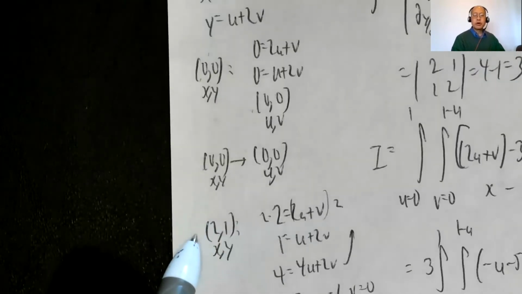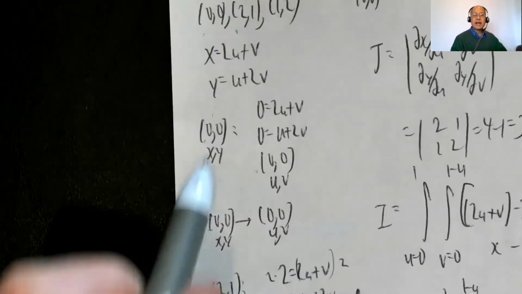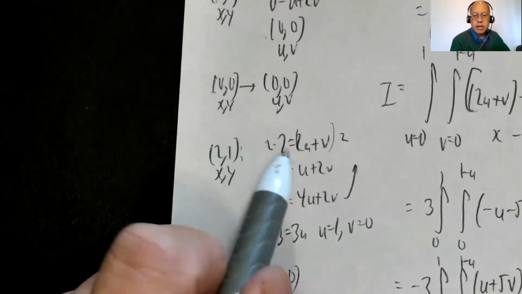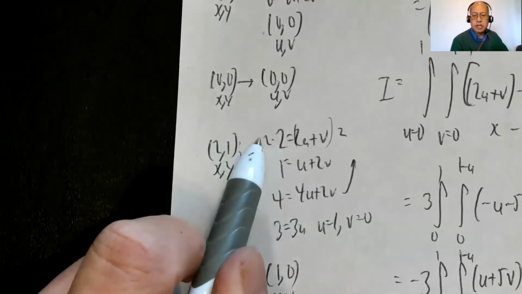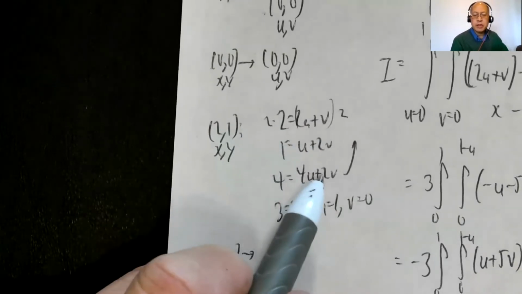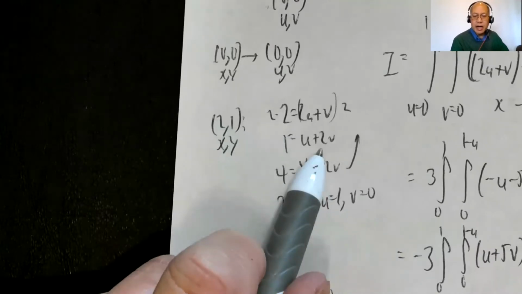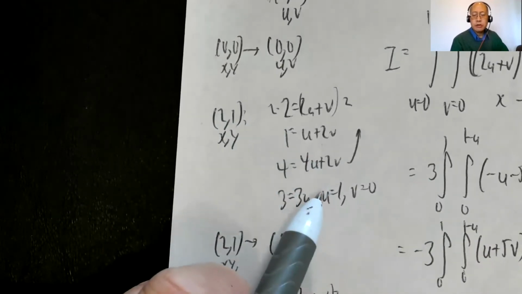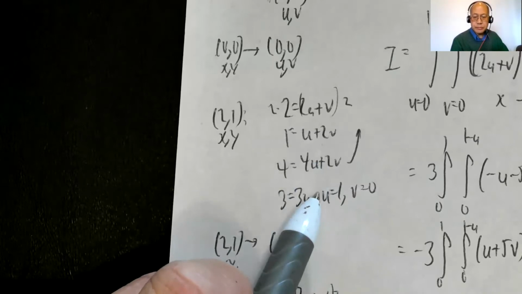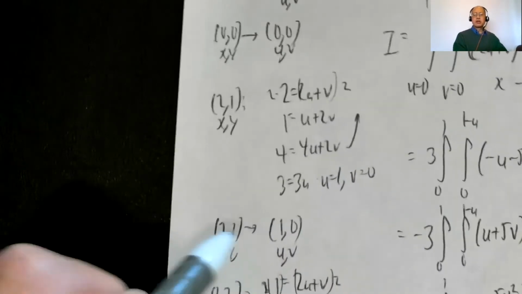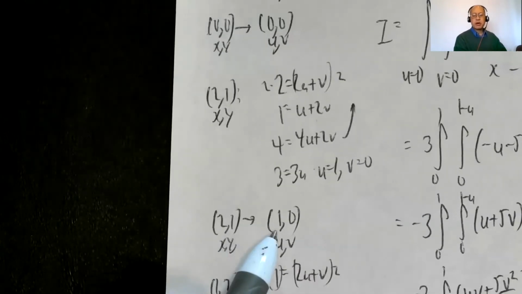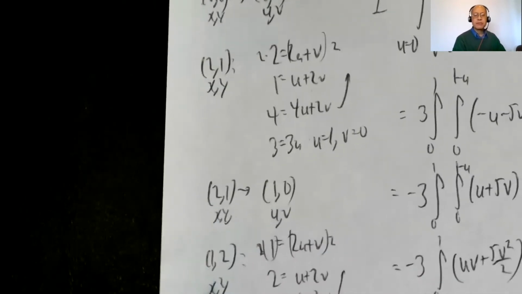How about 2, 1? Okay, so x is 2, y is 1. 2 equals 2u plus v. 1 equals u plus 2v. I multiply this equation by 2: 4 equals 4u plus 2v. I subtract, 3 equals 3u, which means u equals 1. And if u equals 1, plug back in, it gives me v equals 0. So 2, 1 in x and y becomes the point 1, 0 in u and v.